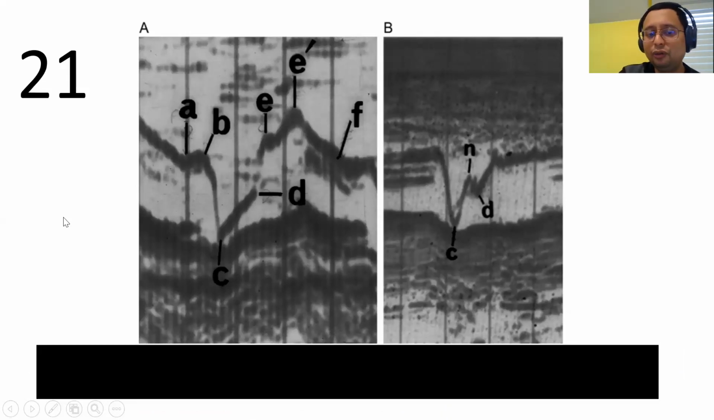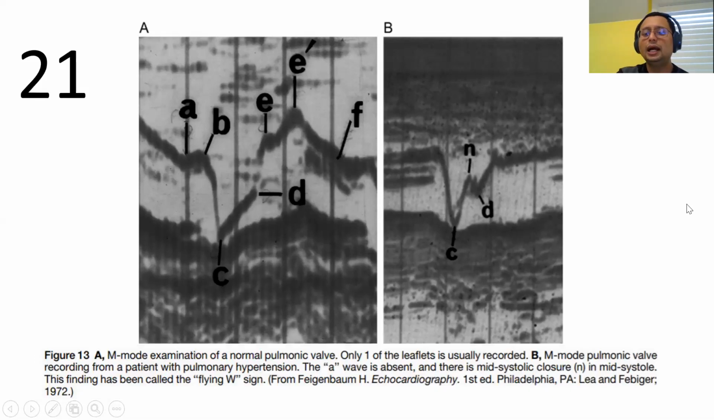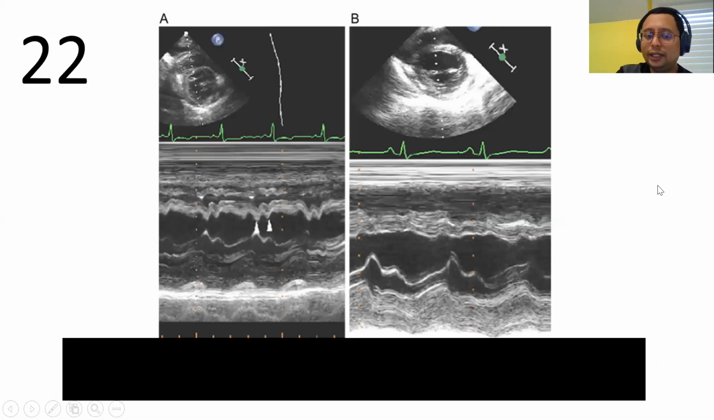All right, so what about this one? I already showed you before. This is a normal pulmonary valve appearance in M-mode. You can see the atrial contribution to the pulmonary leaflet movement, and then this is the normal movement of the pulmonary valve. This is the flying W sign of pulmonary hypertension.